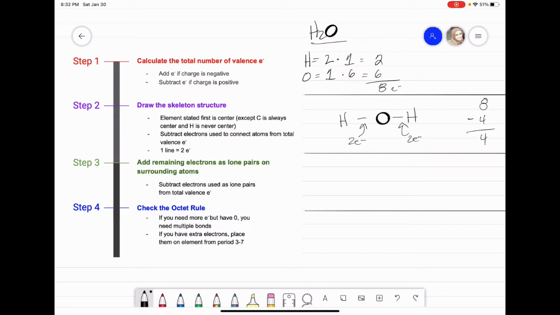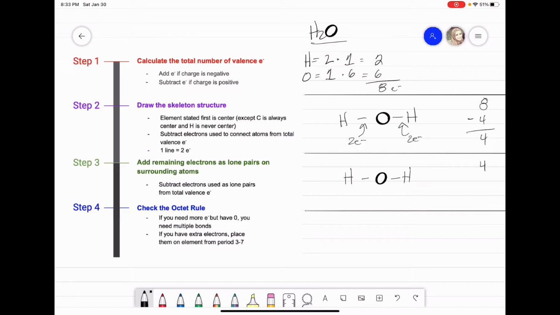Okay? So the next step says add remaining electrons as lone pairs. So remember from earlier, lone pairs are the 2 dots. And usually it's going to be on the surrounding atom, but in this case it's not. Okay, since the surrounding atom in this case is hydrogen, we can't put it there, so we're going to put it on the oxygen. So I have 4 electrons left.